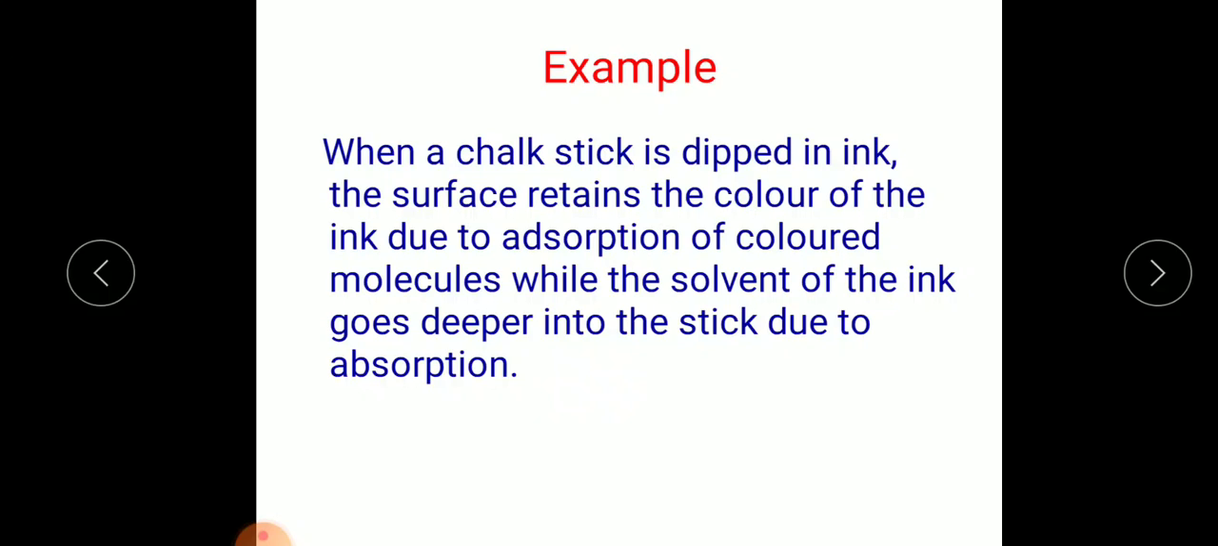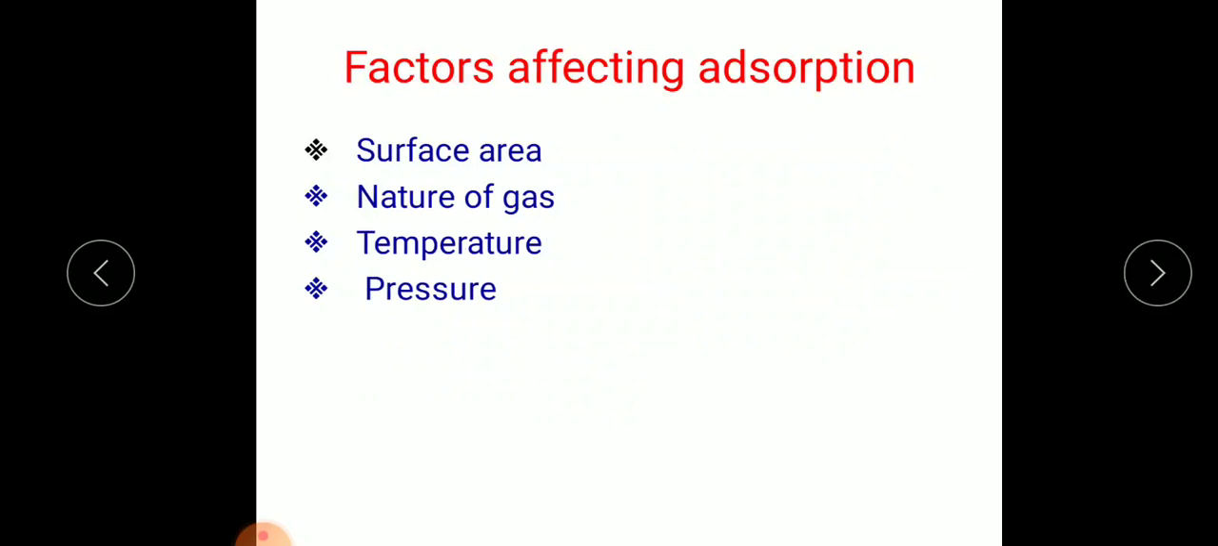The factors affecting adsorption. What are the factors that are going to affect the adsorption process? Surface area: the higher the surface area, the more will be its adsorption power. Nature of gas, it depends on the nature of gas as well. Temperature, so adsorption will be affected by the change in temperature as well, and pressure as well.